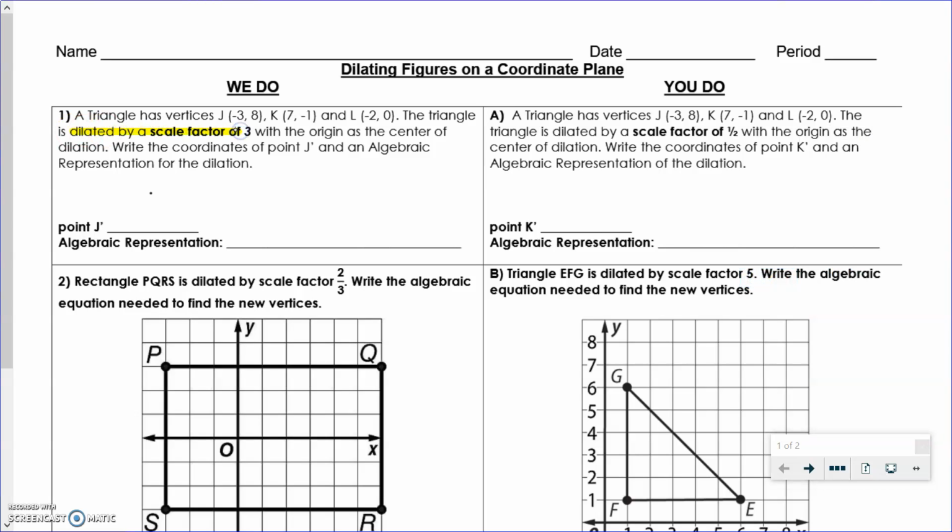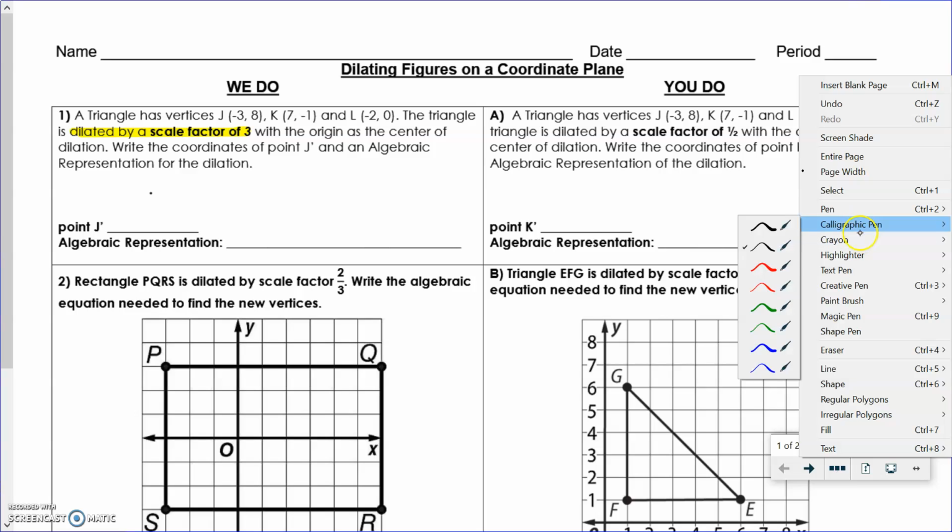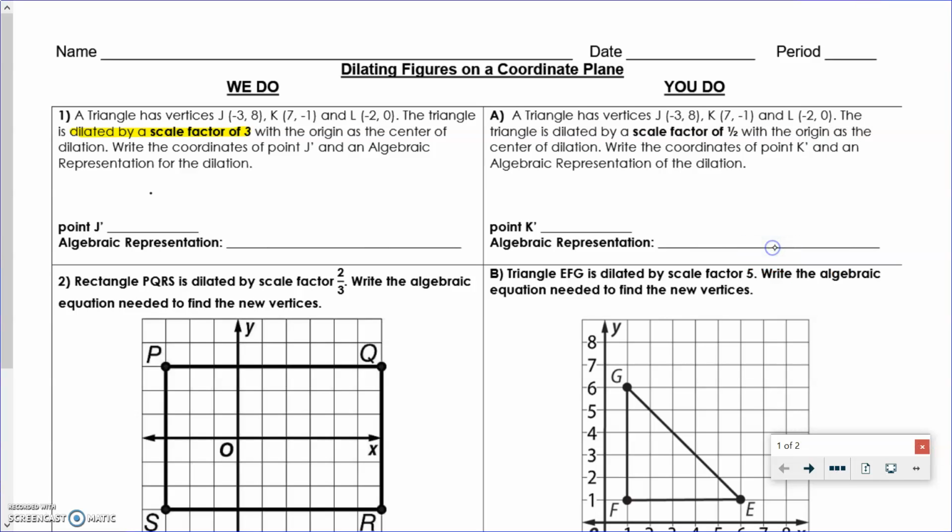I know it was dilated by a scale factor of 3. So now that I know what it's dilated by, I know what my scale factor is, I can write my algebraic representation. And we know we use arrow notation. So that's x comma y, arrow. And since our scale factor is 3, that means I'm going to multiply both my x and my y value by 3. So 3x comma 3y.